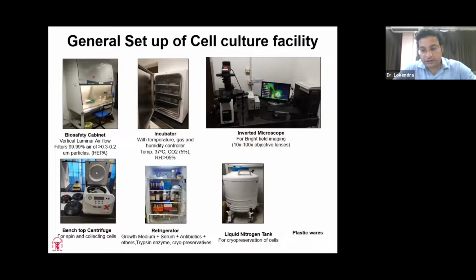And the liquid nitrogen tank is a very important aspect. So where do you keep the cells? After growing the cells, when you want to save them, you can keep the cells in a liquid nitrogen tank, which has a very low temperature, approximately minus 180 degrees Celsius, in a liquefied form. So these cells are stored in a cryopreservating agent.